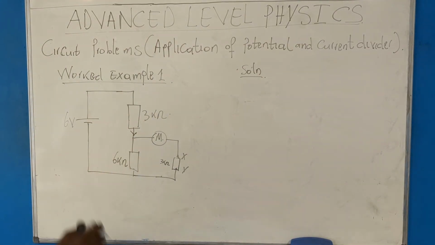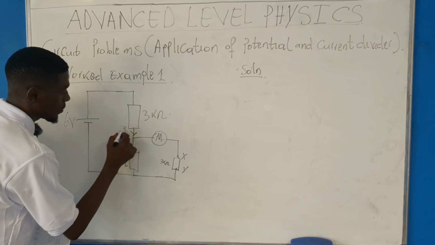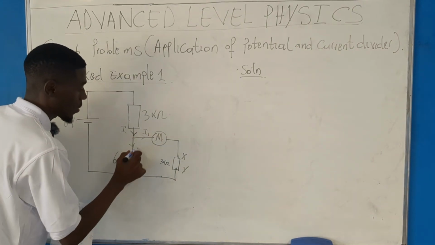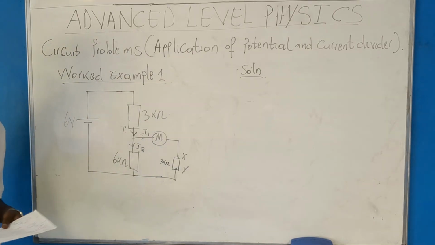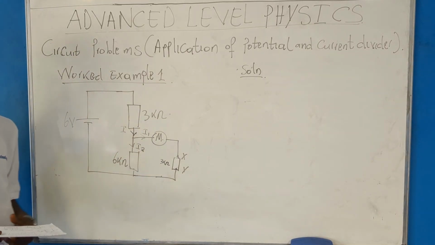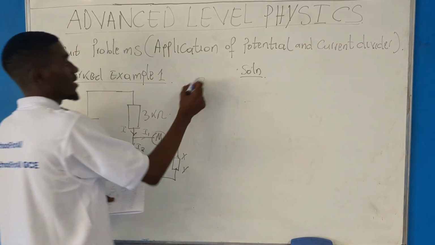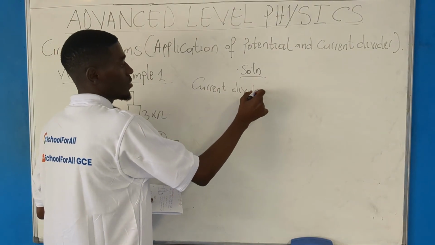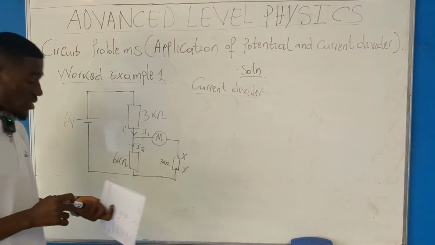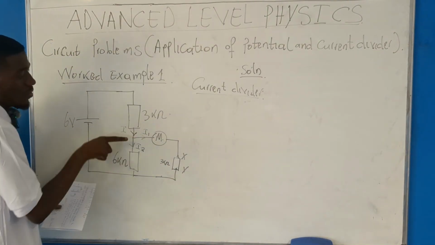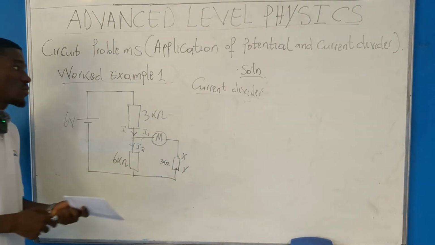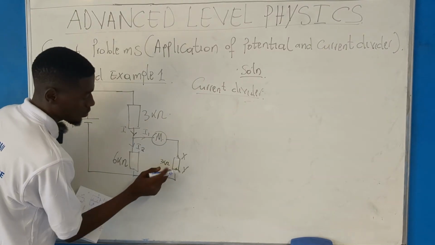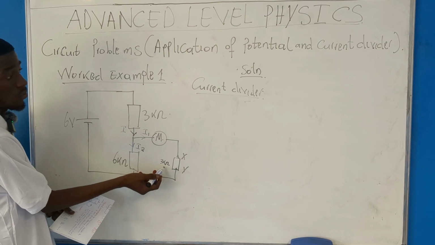Okay, so agree with me that the current reaching here, I, we divide into 2. Let's say I1 and I2. So anytime we are having division of current, we should think about what? Current divider. So this I1, which is the current flowing through this branch, and therefore is the current measured by the ammeter, is flowing through which resistor? The 3 kilo ohm resistor.